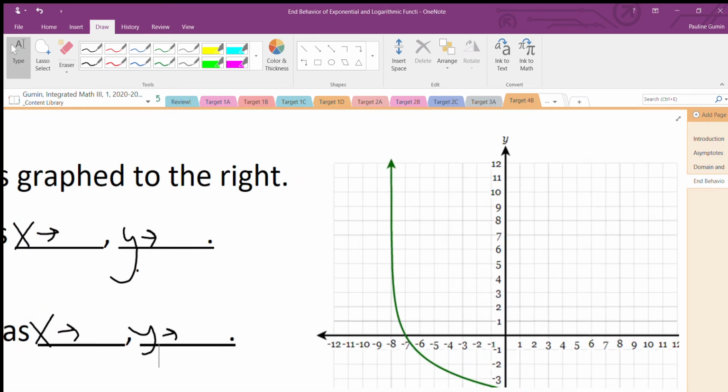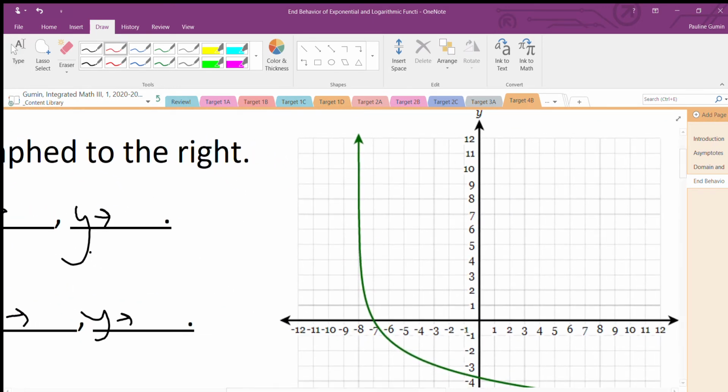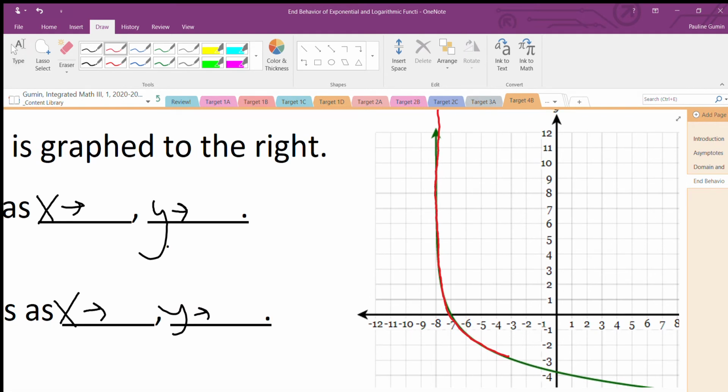Let's start with the left. On the left, I'm just going to start right here and start going to the left. My x's don't go past -8. That's as far left as my finger goes. So -8 for my x's.